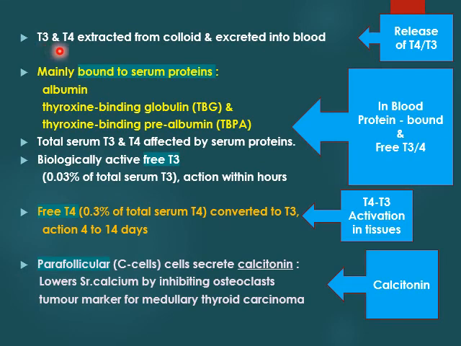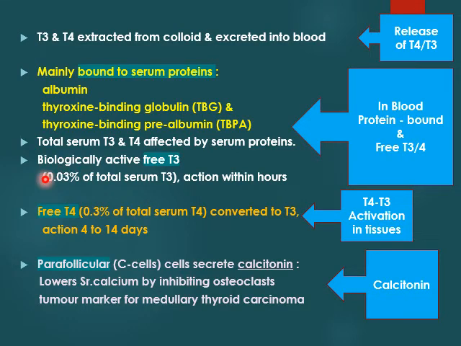The T3 and T4 are extracted from the colloid and excreted into the blood, as I said, and in the blood is mainly bound to serum proteins. These proteins include albumin, thyroxine binding globulin, TBG, and thyroxine binding prealbumin, TBPA. So these are the proteins that carry the thyroxine T3 and T4 throughout the body. The total serum T3 and T4 are affected, therefore, by serum protein levels.